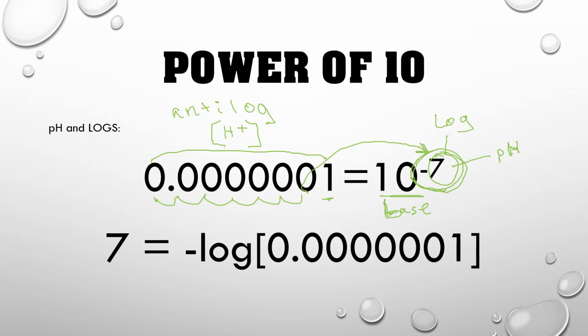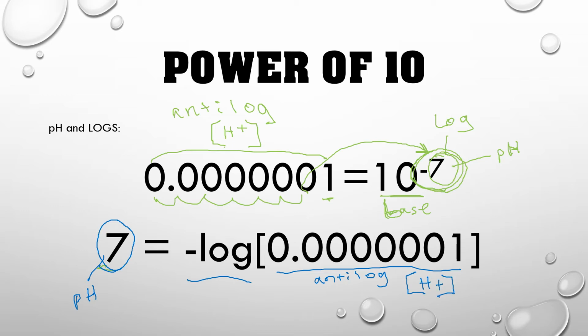So therefore, if you want to look at this backwards, 7 down here is the pH, and that would equal, the pH equals the negative log of the anti-log right here. Or, when we're dealing with pH measurements, the hydrogen concentration.